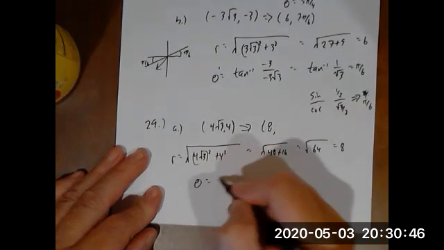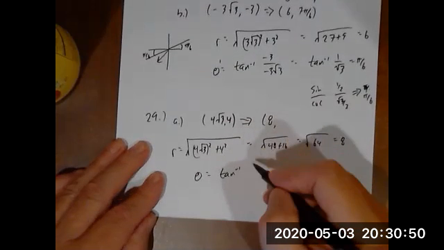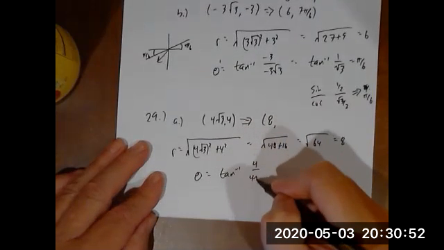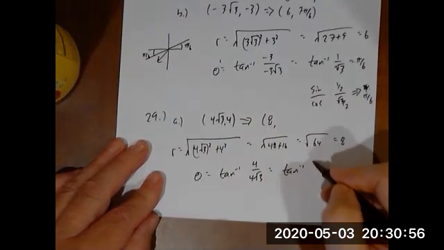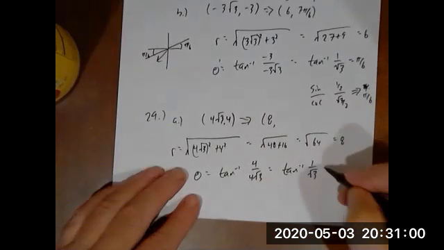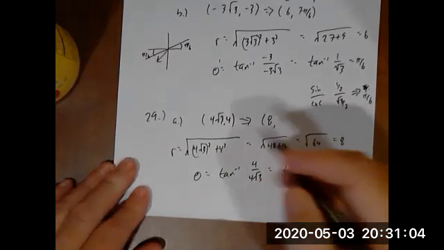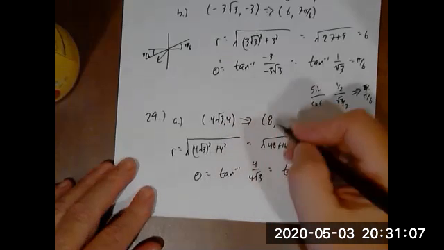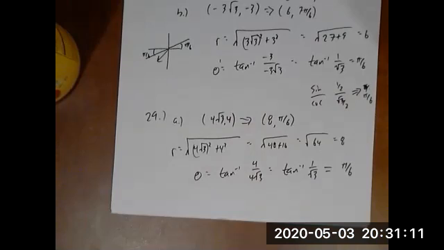Now, tricky part is the angle, 4 over 4 square root of 3. I think we just had a problem like this. 1 over square root of 3. It's pi over 6. Now this one, since this is in the first quadrant, it's actually going to be pi over 6. And part B, the last problem.